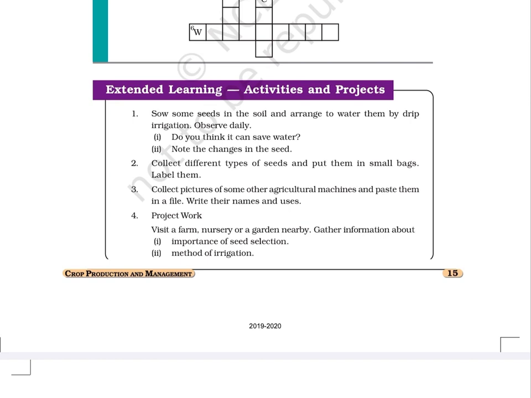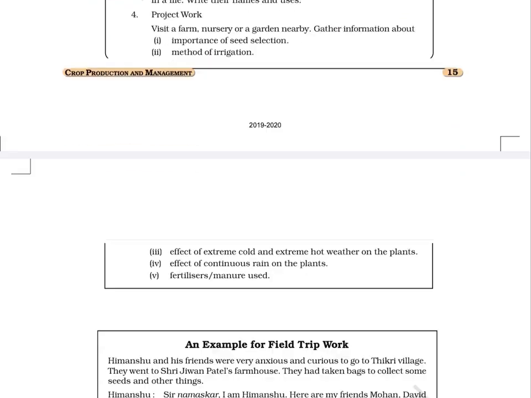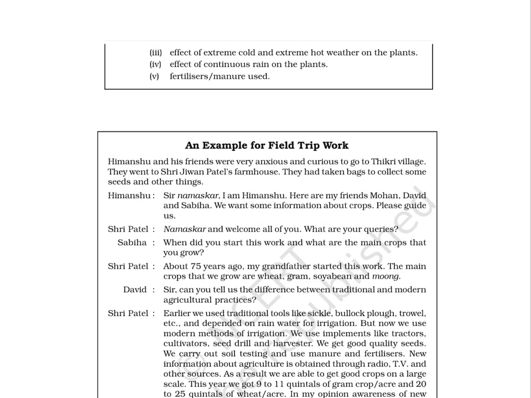4. Project work. Visit a farm, nursery or a garden nearby. Gather information about 1. Importance of seed selection. 2. Method of irrigation. Page 16. Third, effect of extreme cold and extreme hot weather on the plants. 4. Effect of continuous rain on the plants. 5. Fertilizers or manure used. An example for field trip work.